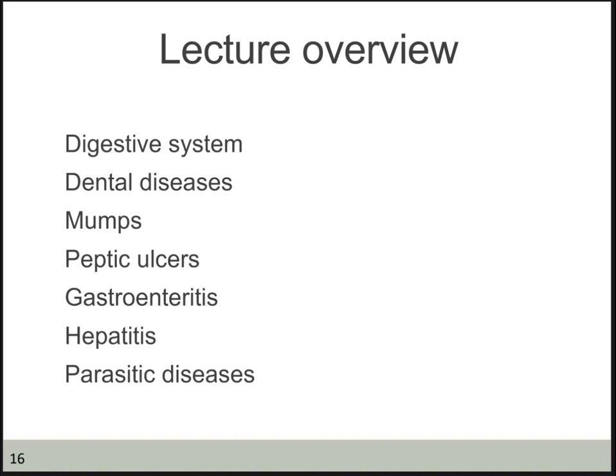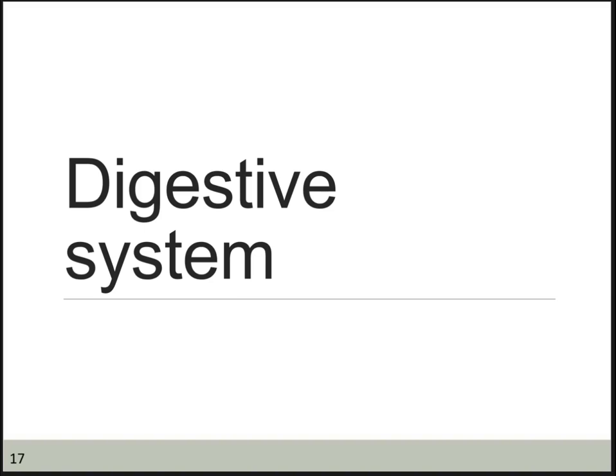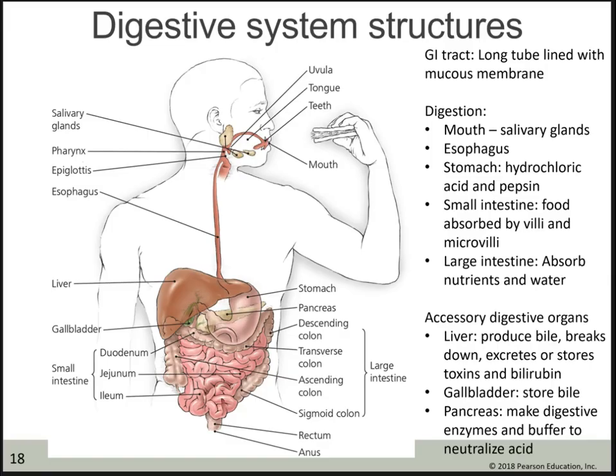I'm going to talk about the digestive system in general, then talk about dental diseases, mumps, peptic ulcers, gastroenteritis, hepatitis, and I'll finish with parasitic diseases. So let's start with an overview of the digestive system.